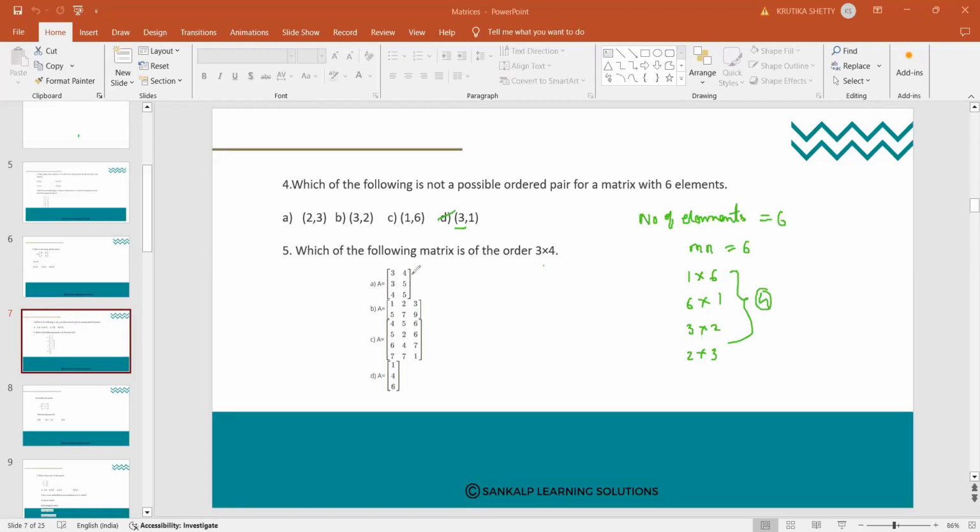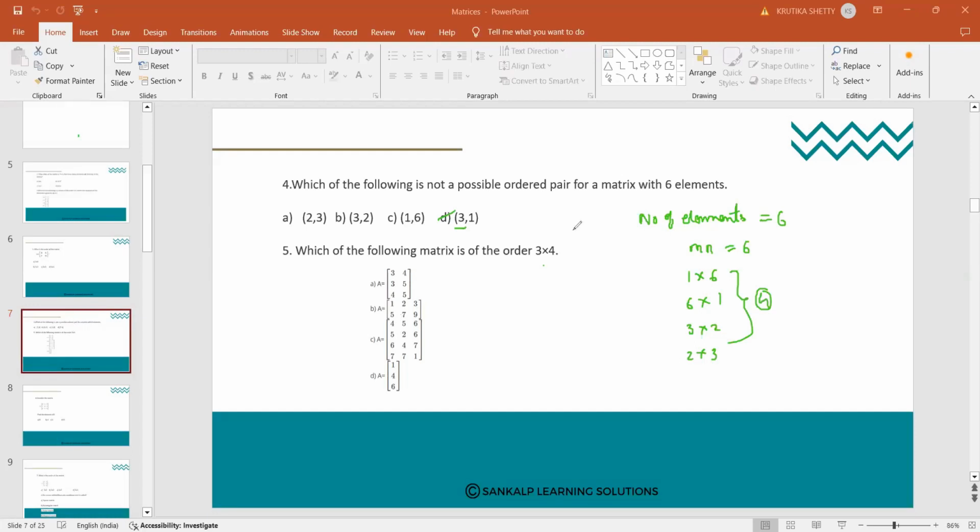3 rows and 4 columns. Option A, B, C, and D.